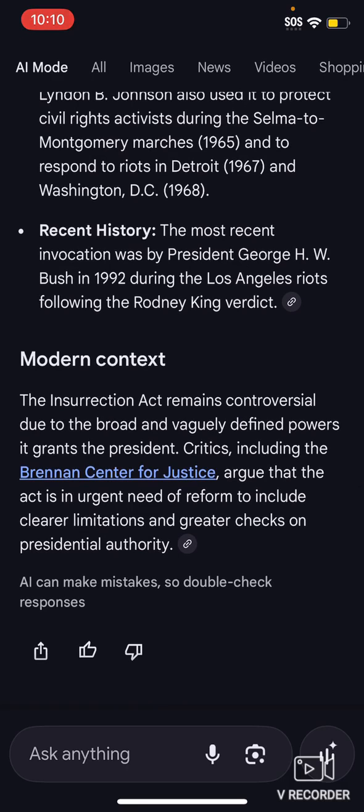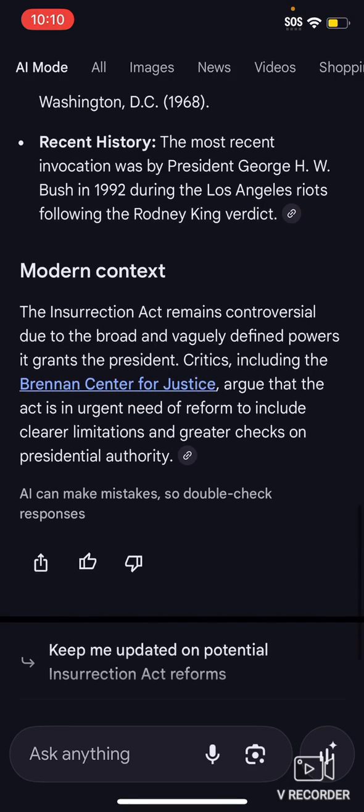It says modern context, the Insurrection Act remains controversial due to the broad and vaguely defined powers it grants the president. It says critics, including the Brennan Center for Justice, argue that the act is in urgent need of reform to include clear limitations and greater checks on presidential authority.